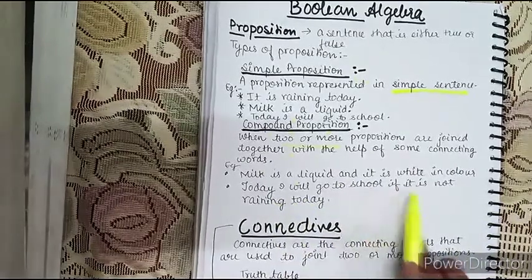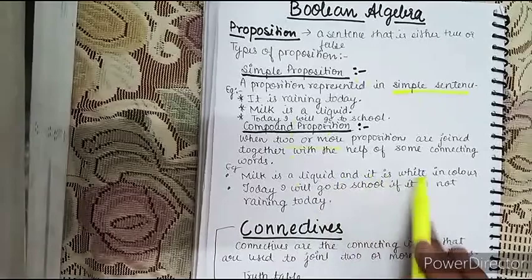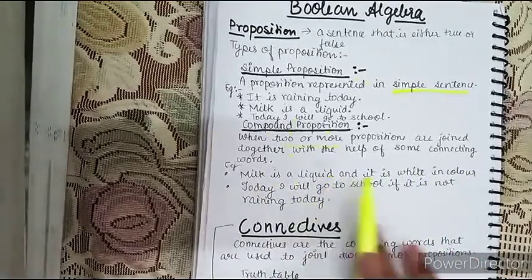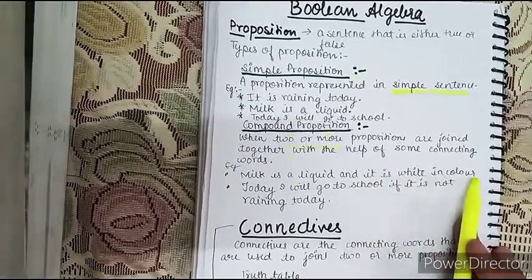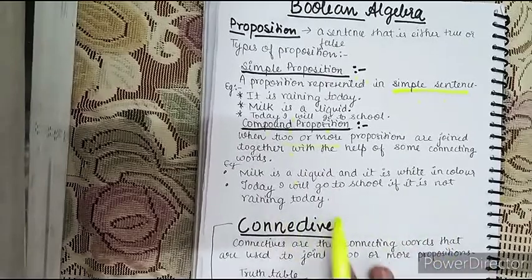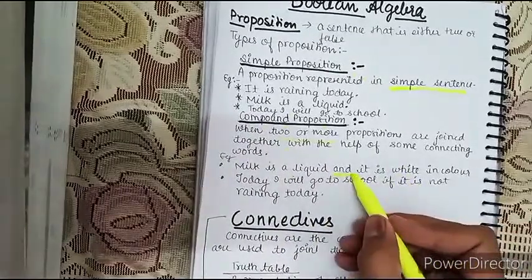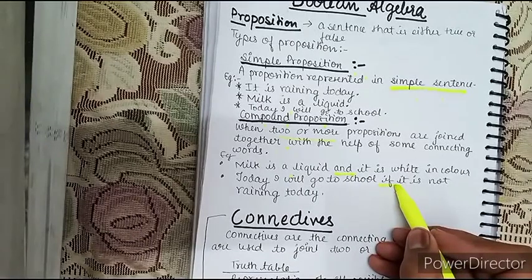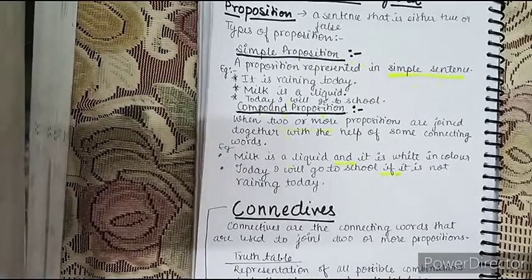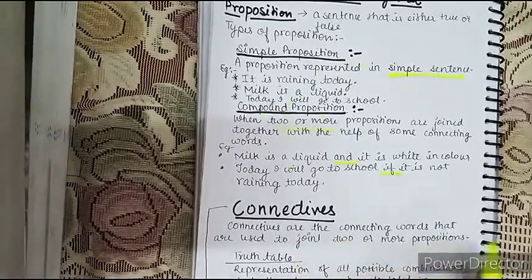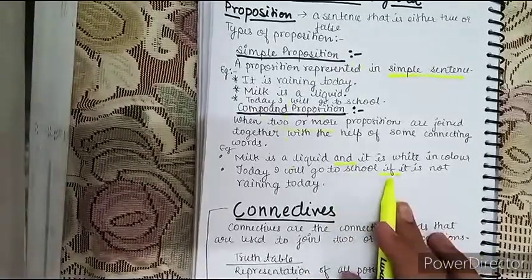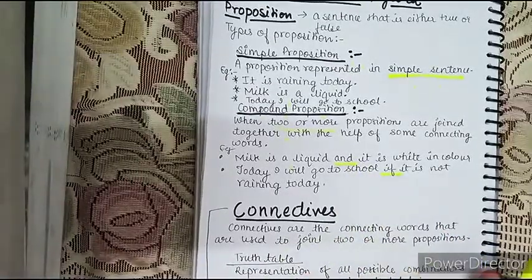Today I will go to school if it is not raining today. Milk is a liquid and it is white in color. It is having two propositions: milk is a liquid, and second, it is white in color. Here, today I will go to school, and next is it is not raining today, and here "and" is a connective, here "if" is used as a connective. So this is a compound proposition. Next is connectives. Connectives are the connecting words that are used to join two or more propositions, like here "and" and "if" are used as connectives.